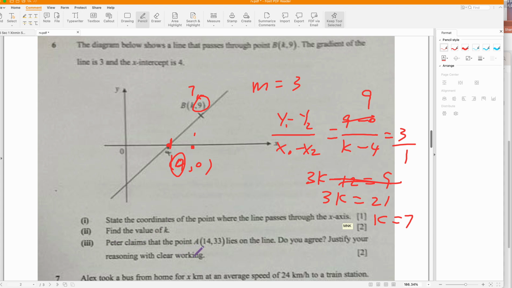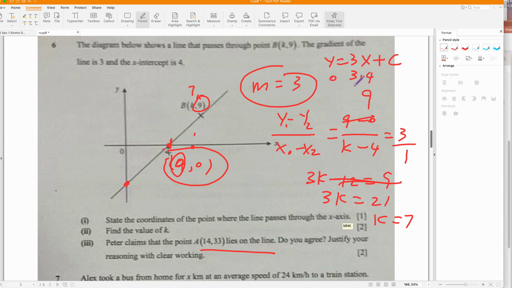So Peter claimed that the point is on the line. If it's on the line, it will satisfy that equation, which you need to find out. The gradient is 3, so it's y equals 3x plus c. You can sub in this value, sub in 4 into it.